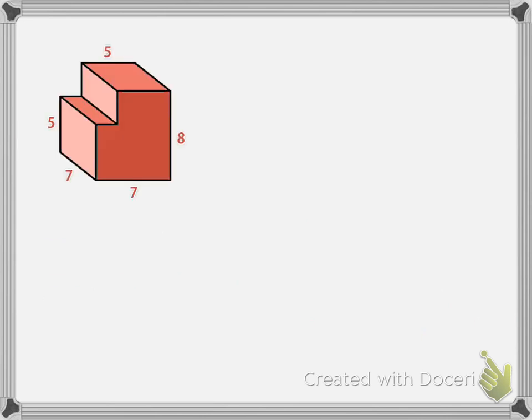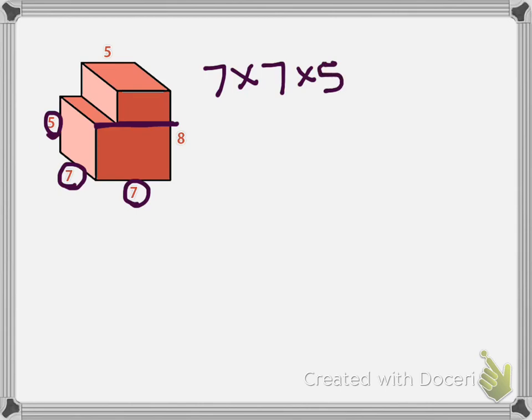Now what happens when we don't have those unit cubes? So we're going to look at this shape. I'm going to cut this shape into 2 parts. I like to have a base, a top shape and a bottom shape, but you can do what makes sense to you. So what I'm going to do is look at the bottom. I'm going to multiply 7 times 7 times 5 because I only want to go up to this line. And then I'm going to have to do a little bit of figuring for this top shape.